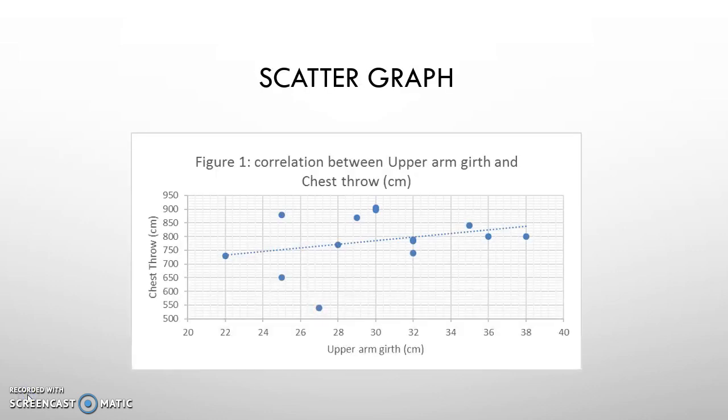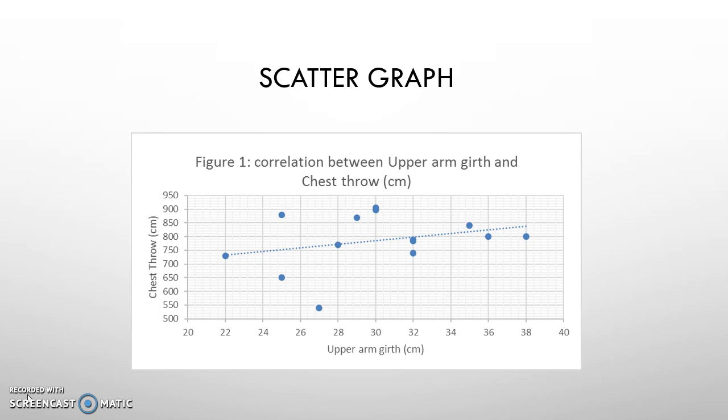You can see here the scatter graph. And of course with each graph you want to label it correctly with a title. As you can see here, it's Figure 1, correlation between upper arm girth and chest throw in centimeters. You will always want to note down the unit of measure that is used on them. So in this case it's centimeters.